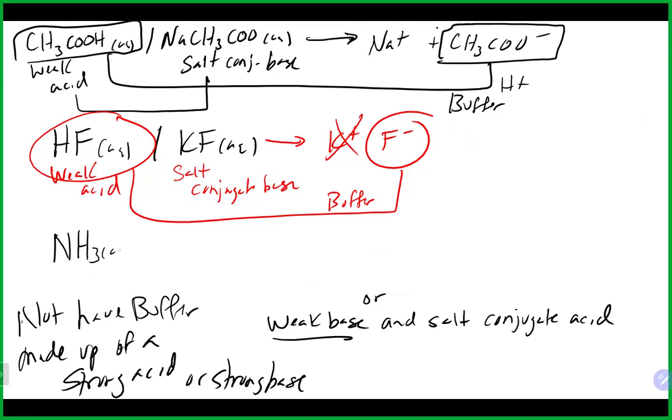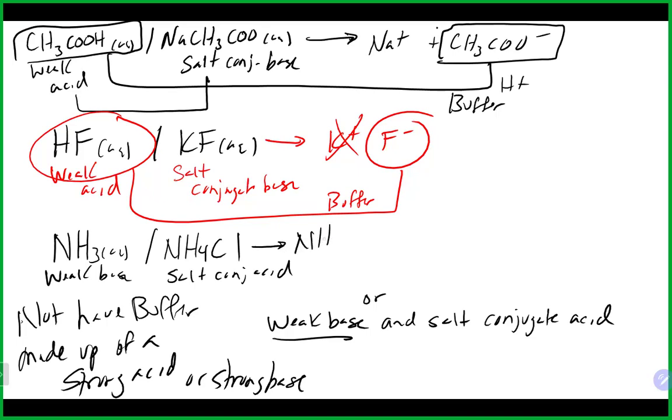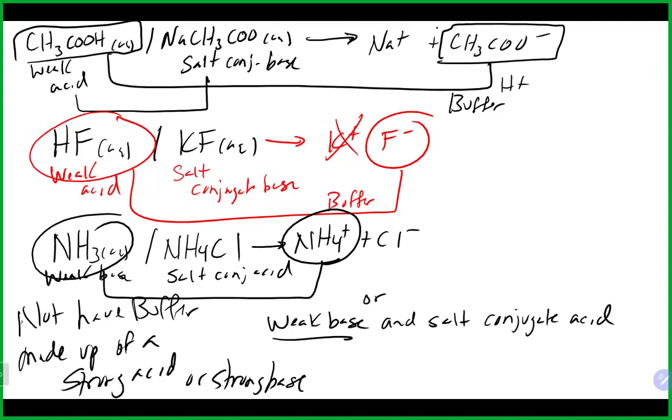NH3 and NH4Cl. NH3 has no hydroxide on it, which means it's actually going to be a weak base. And this is the salt of its conjugate acid. This is an ionic compound that will break apart into NH4 plus and Cl minus. In this case, the buffer is these two guys together are the buffer component here. That is actually your spectator ion, just balancing out the charge, doing nothing.